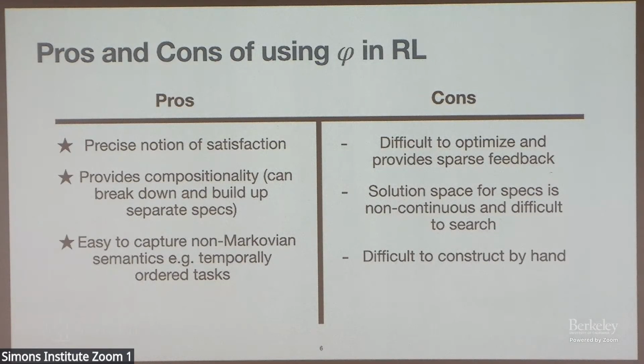And of course, one thing that a lot of folks know, and that I know especially, is that it's hard to construct these things by hand. It's hard to come up with formal specifications, especially for people who don't necessarily have a background in formal logic and are trying to use some precise notion of satisfaction, but find it difficult to do so.